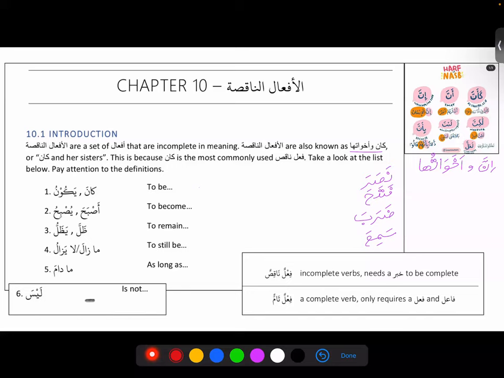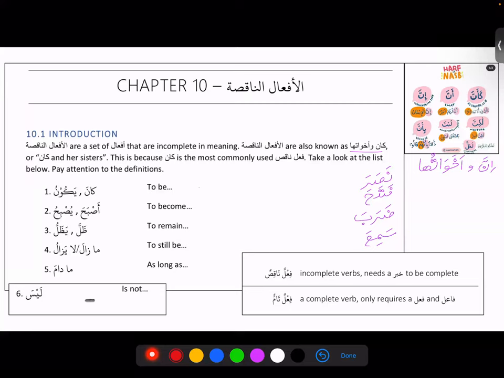Ma zala or la yazalu, that means to still be. Something is still happening. Ma zala. Ma dama, as long as. And what do you notice about ma dama? Do you notice anything? Fatha. Yes, zala has fatha, dhalla has fatha, asbaha has fatha. Something else, your eye should catch right away. Do you see the mudari of ma dama? No, there is no mudari. So that is the thing. It does not have a mudari, it has just the madi version.